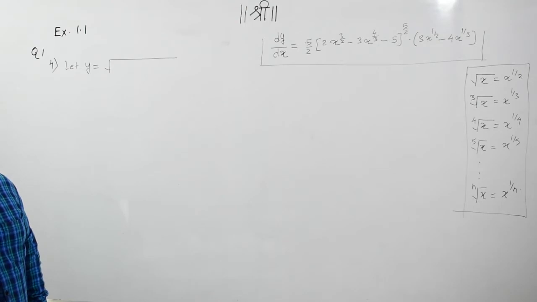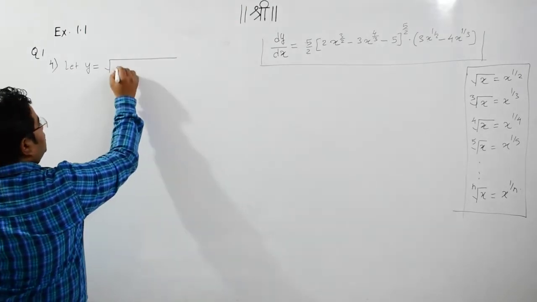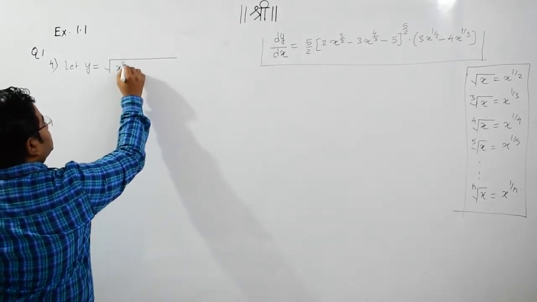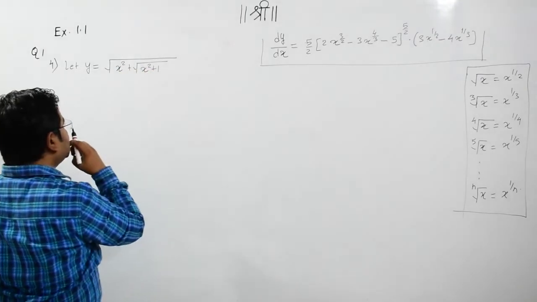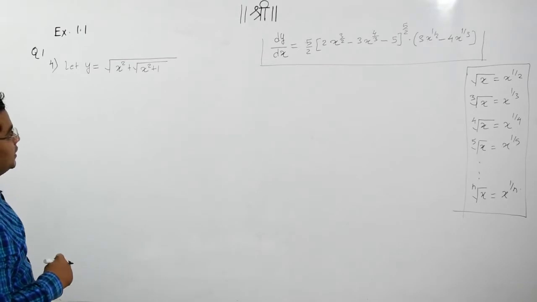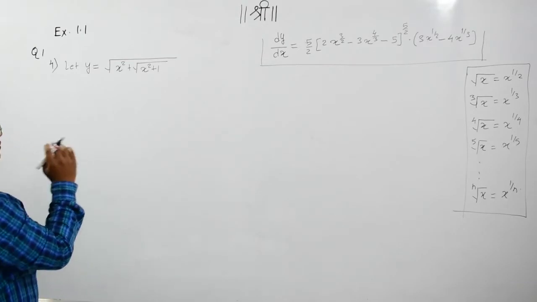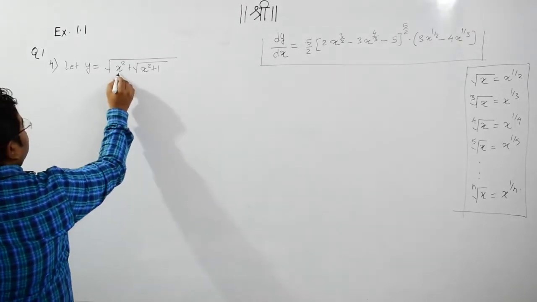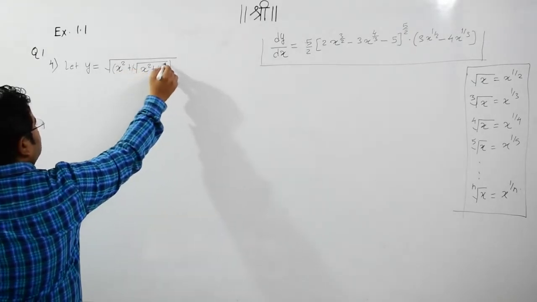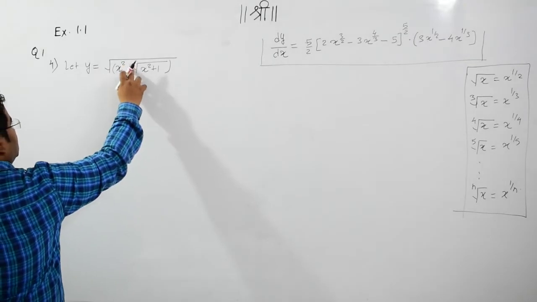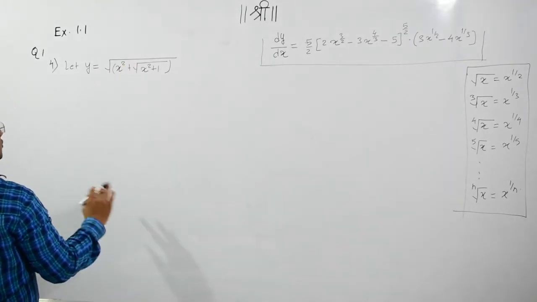Okay, under root of x square plus under root of x square plus 1. Very interesting problem. Okay, look at it properly. What we need to do is simplify it. How, sir? Because this is a whole function which is under a root, and again it has some function under a root. Okay, so don't worry about it.